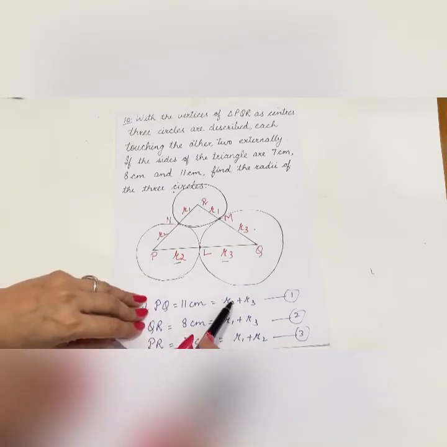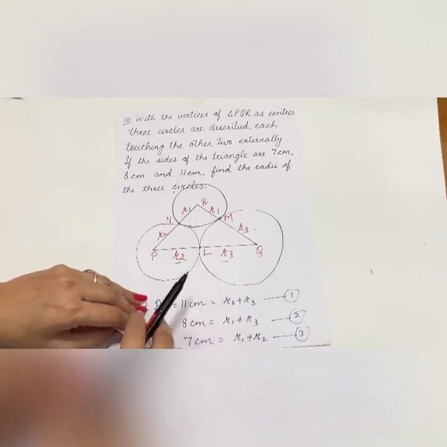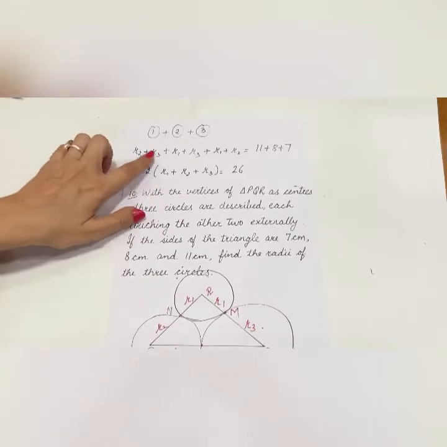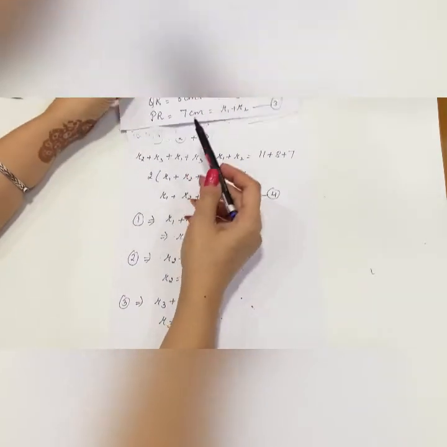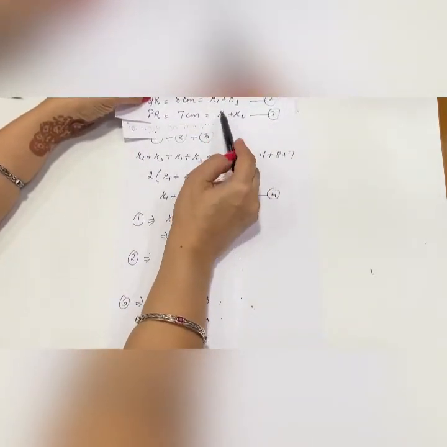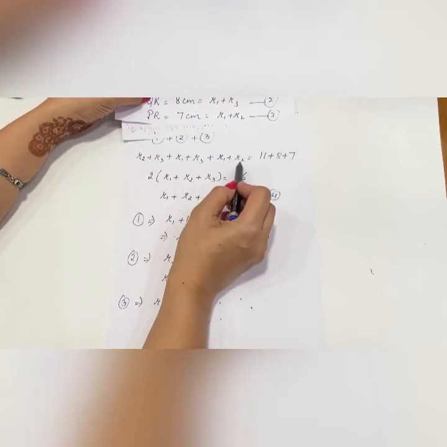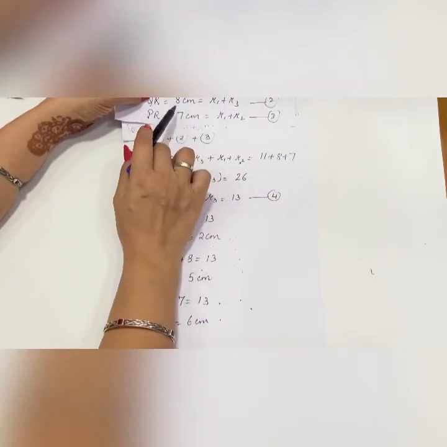So what we are going to do here is we will be adding the 3 equations. 1 plus 2 plus 3. What will you have in this? See this, 1, 2, 3, 4, 5, 6. 6 terms I have written here. This is equal to 11 plus 8 plus 7.